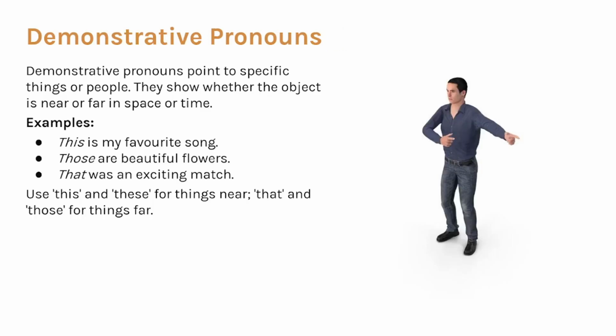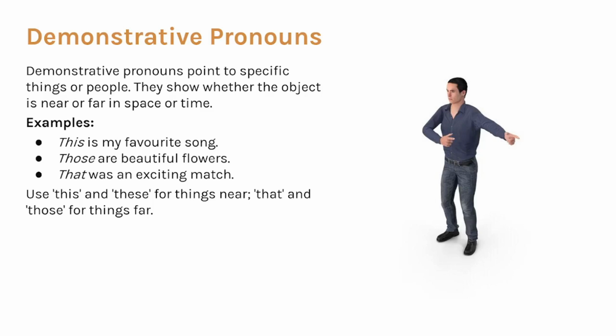Now let's look at demonstrative pronouns. From the picture, you can see here someone is demonstrating something with his hand. Here, there. You see? So demonstrative pronouns point to specific things or people. They show whether the object is near or far in space or time. Let's look at this example. This is my favorite song.